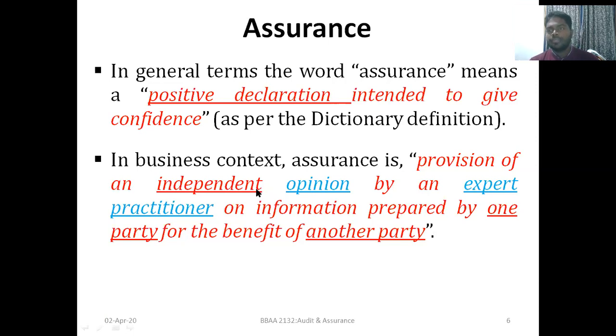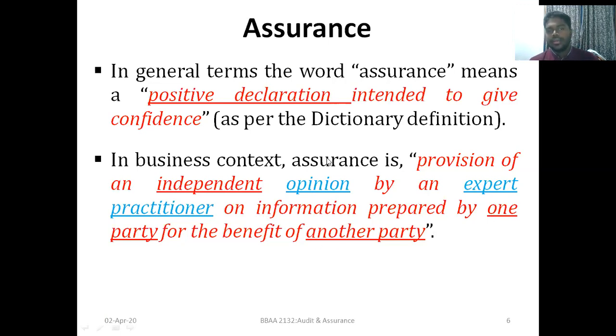What's the meaning of independent? An independent opinion is a conclusion by an expert practitioner, an expert person. What does expert mean? Expert means the person is very specialized, with expertise in a particular area, like doctors, lawyers, lecturers, accountants or auditors. The expert practitioner, simply you can say the auditor, on information prepared by one party for the benefit of another party.